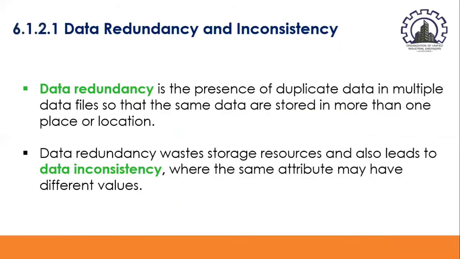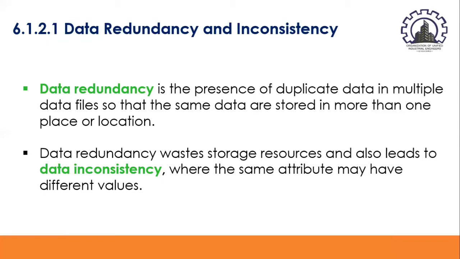So if we say data redundancy, it is the presence of duplicate data in multiple files or in multiple data files, so that the same data are stored in more than one place or location. Meaning, data redundancy occurs when different groups in an organization independently collect the same piece of data and store it independently of each other. All right, so that is what we call data redundancy.